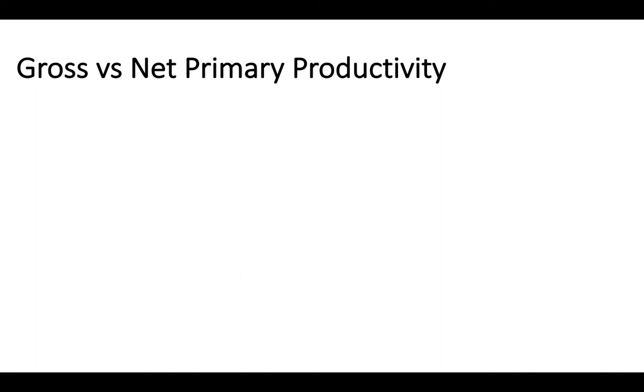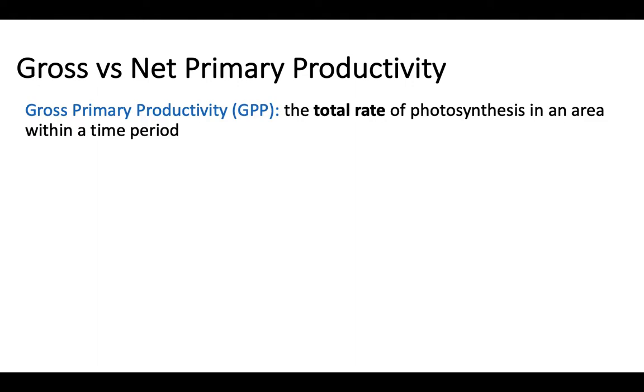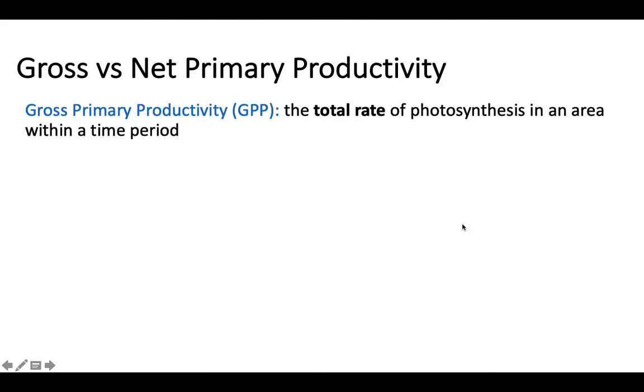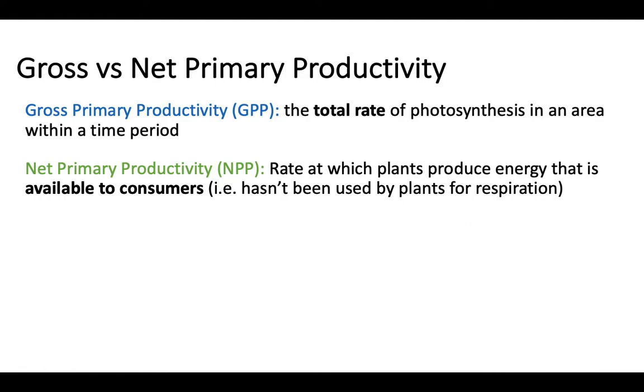It's also important for us to establish the difference between gross and net primary productivity. Gross primary productivity is the total rate of photosynthesis in an area. The problem is, not all of that energy produced gets used in the same way, right? And the energy that is actually able to be consumed by these organisms, in this case the grasshopper, is what we refer to as the net primary productivity. The rate at which plants produce energy that is actually available to be eaten, meaning that it hasn't been used by the plants for cellular respiration.